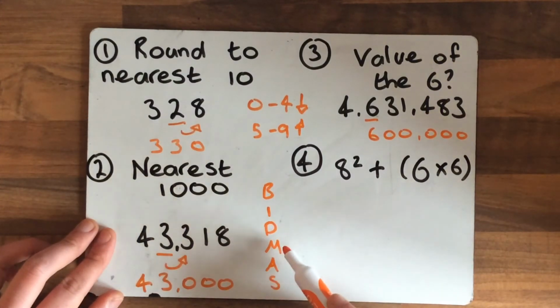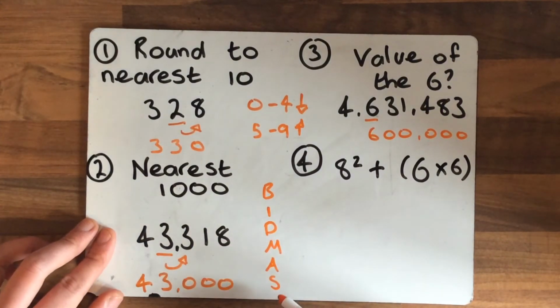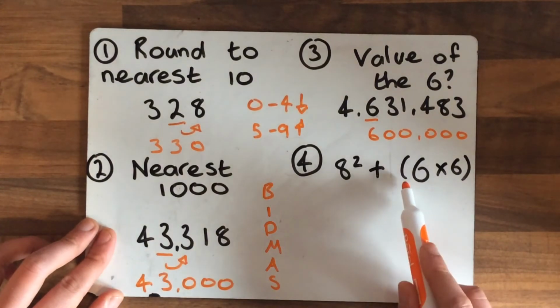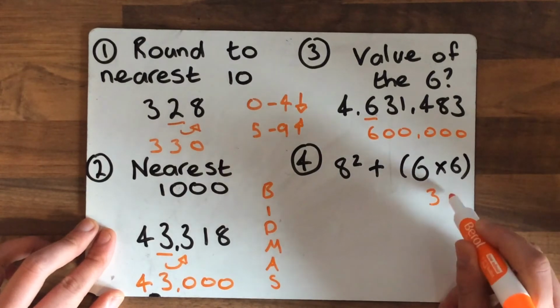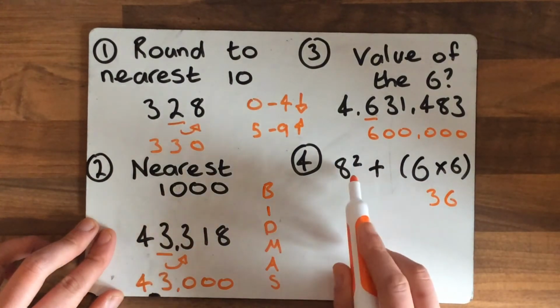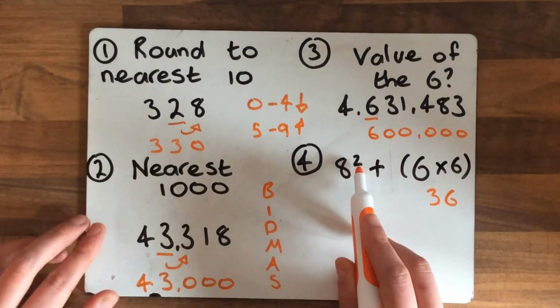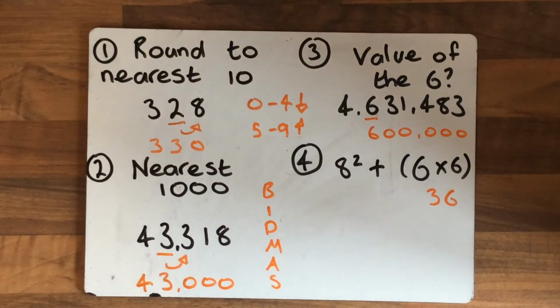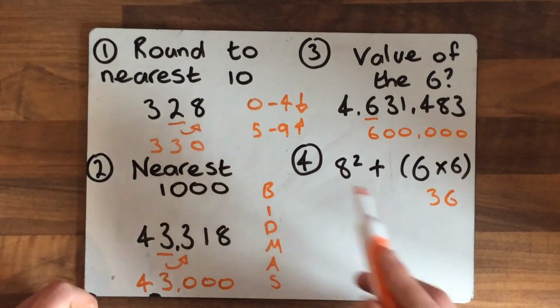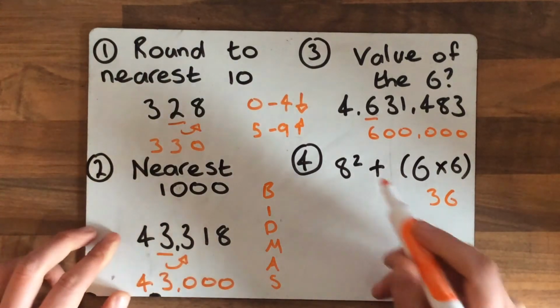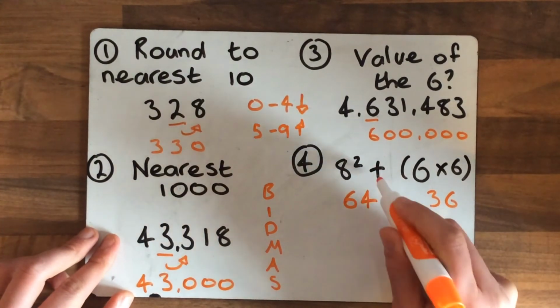Looking at number 4, got a BIDMAS question, remembering the order of BIDMAS. Brackets, indices, division, multiplication, addition, subtraction. So we go through BIDMAS. Is there a B for brackets? Yes, there is. 6 times 6, 36. Indices, yes, there is. 8 squared. Remember, that is not 8 times 2. The answer is not 16. It's 8 times 8. It's 8 multiplied by itself. So 8 times 8 is 64.